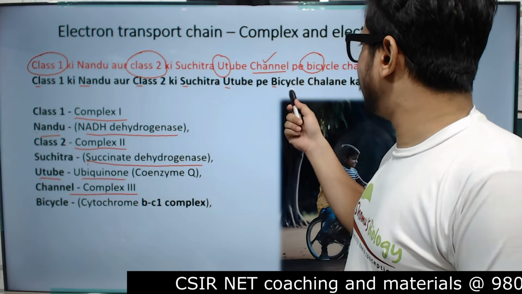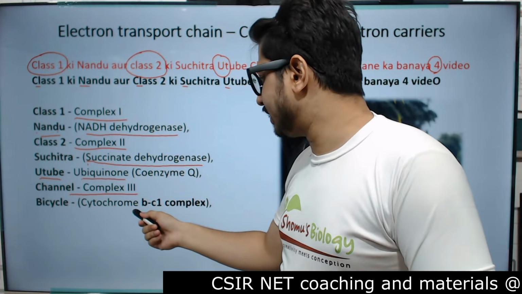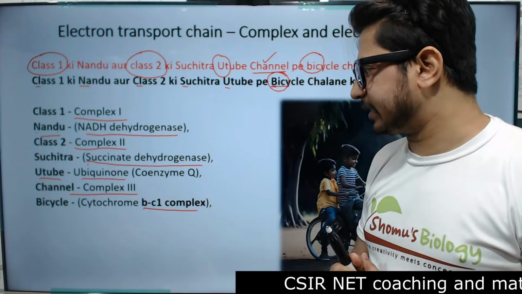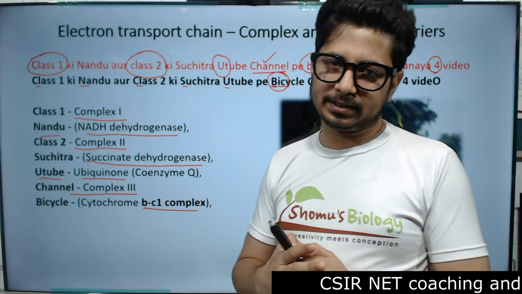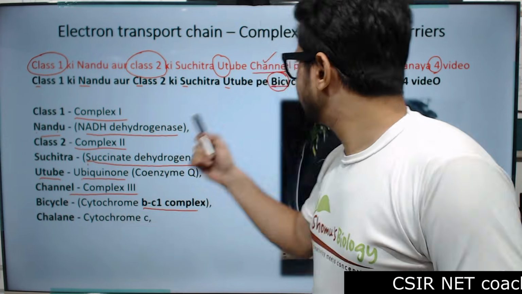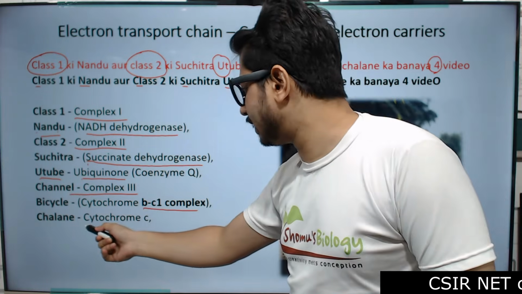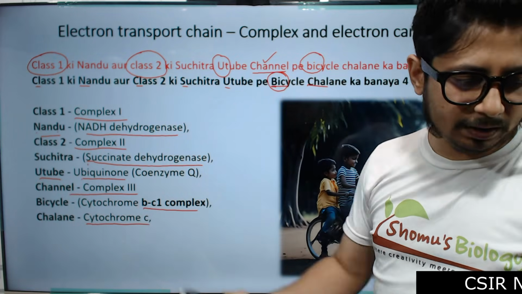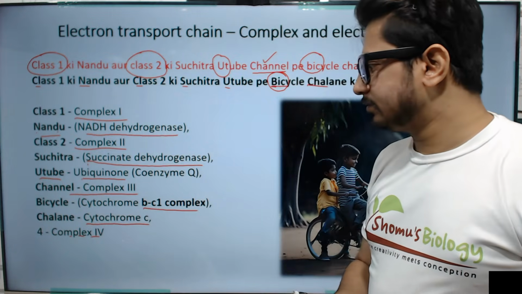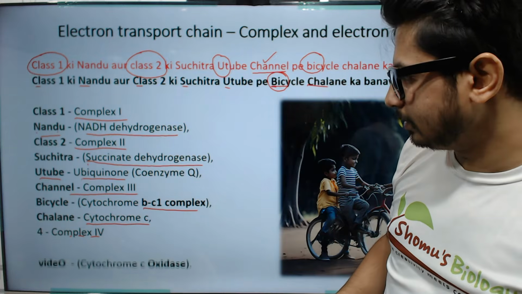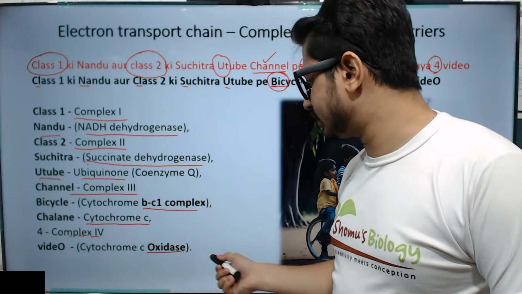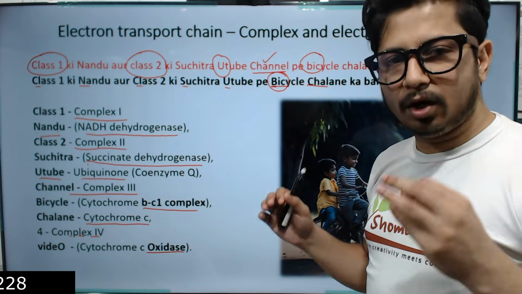Bicycle, we have bicycle here, right? Bicycle is the BC1 complex, cytochrome BC1 complex. Just remember this. Then comes channel, C for cytochrome C, another electron carrier. Then finally 4, complex 4: banaya 4 video, VDO, it ends with O, so we'll take the O here, which is oxidase basically. Cytochrome C oxidase.